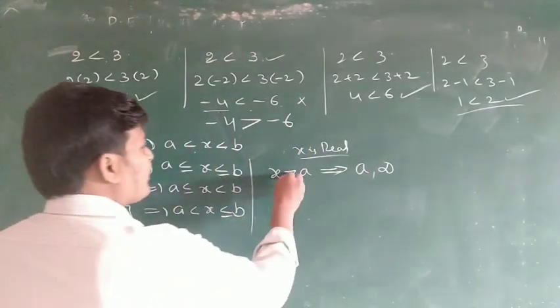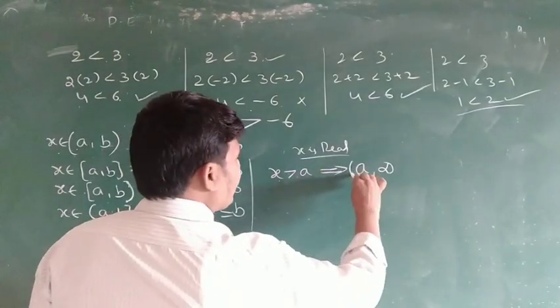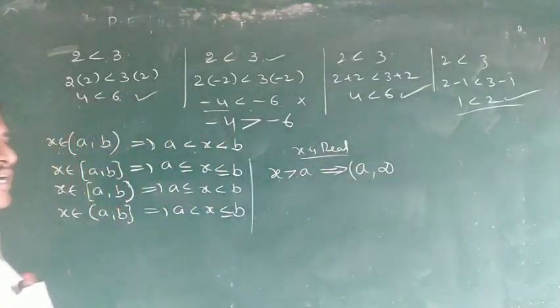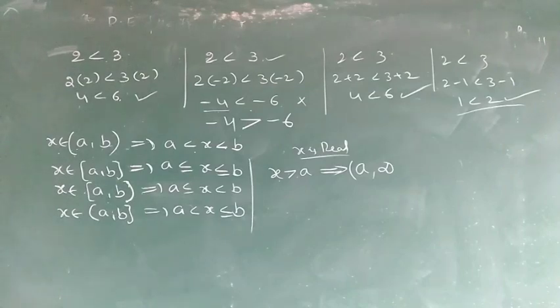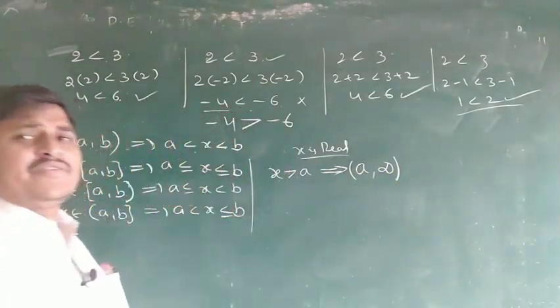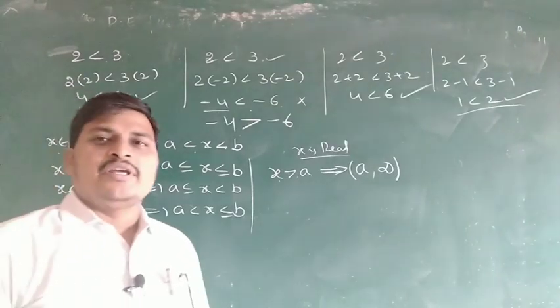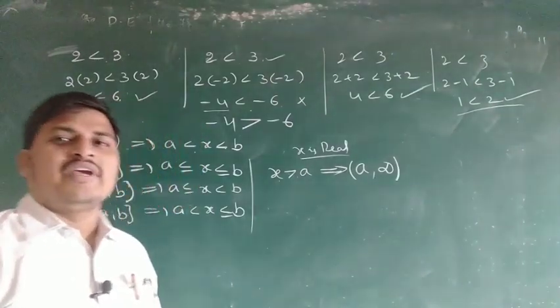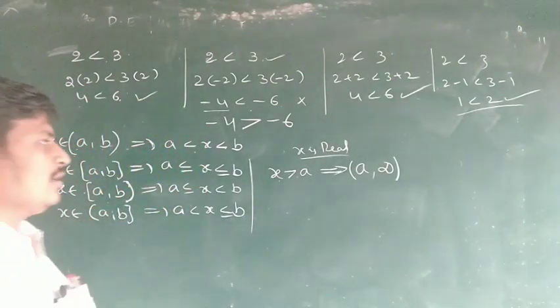A to infinity, greater than, less than means what? Open interval. Greater than, less than means open interval. Infinities, whether minus infinity or plus infinity, are always open interval.